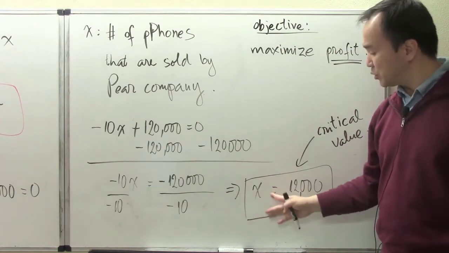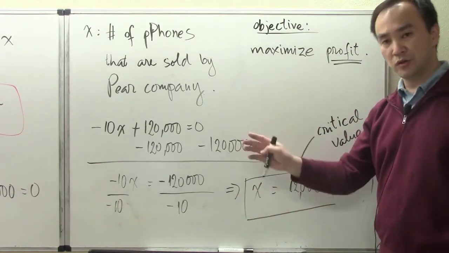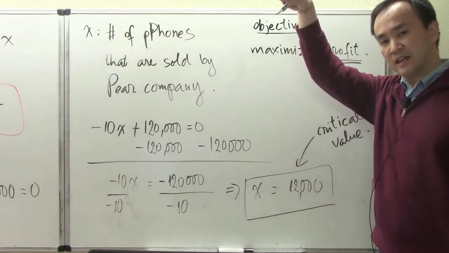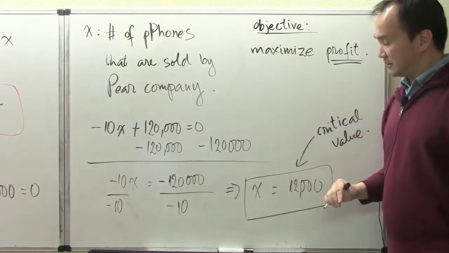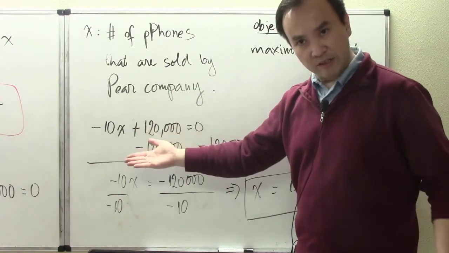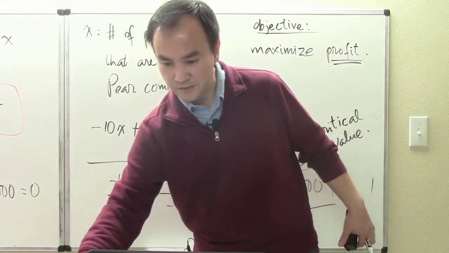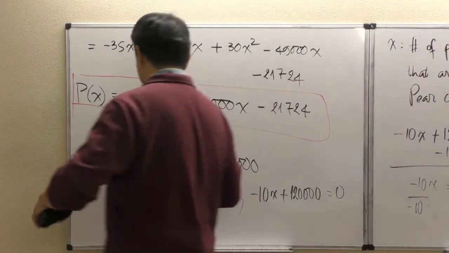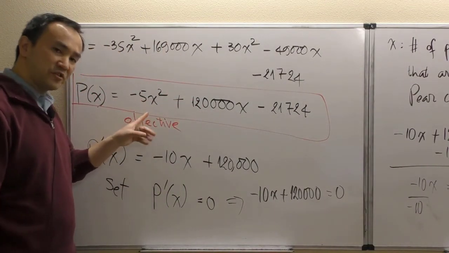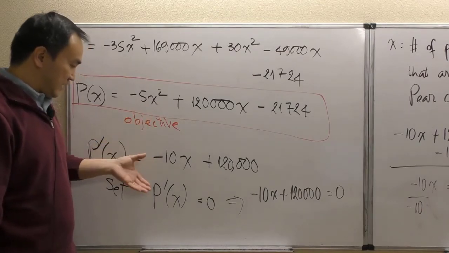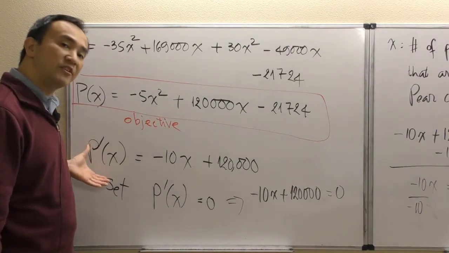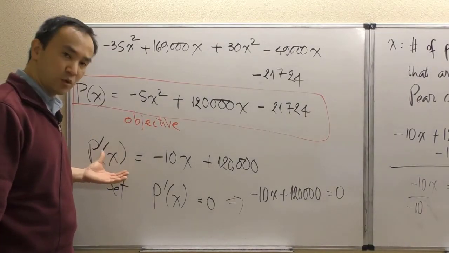So in order to test, I am going to use a test to decide whether this critical value is going to give us a maximum or a minimum. And again, in my experience, I am going to stay with the second derivative test for this, because our objective function here is a simple quadratic, and we already had the first derivative, and the second derivative is quite easy to find, even though we haven't found it yet.